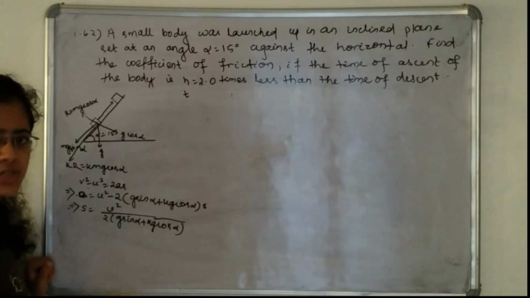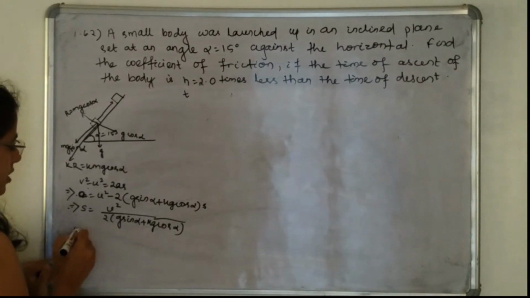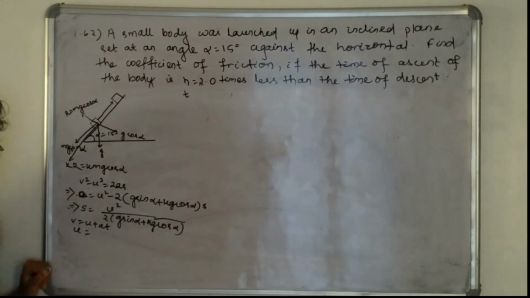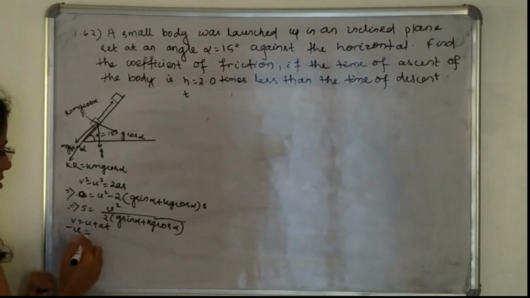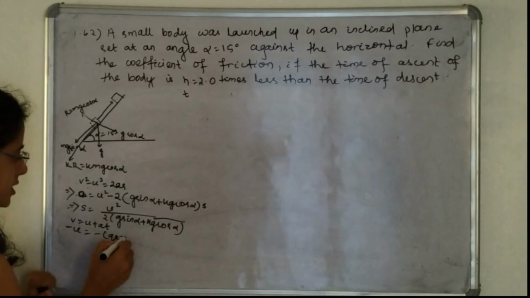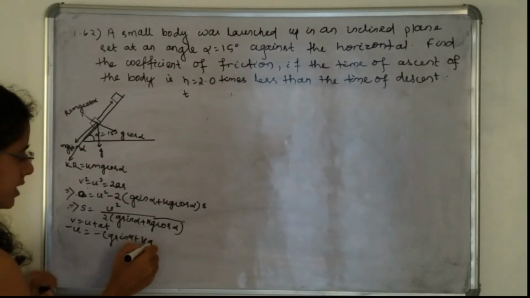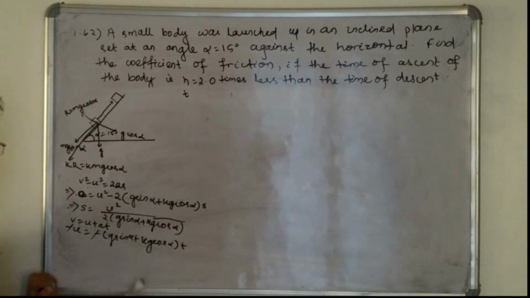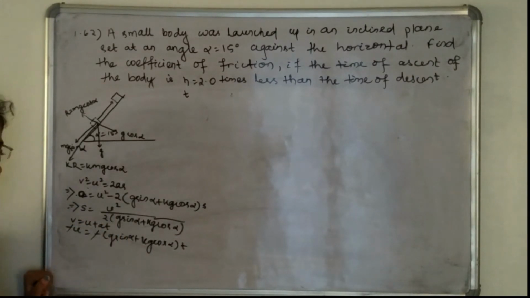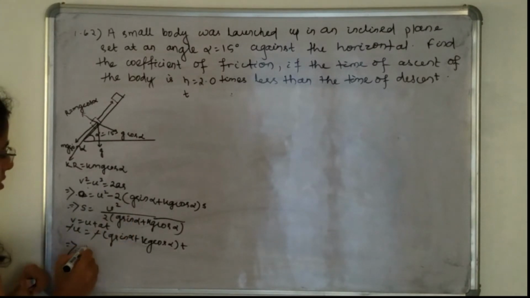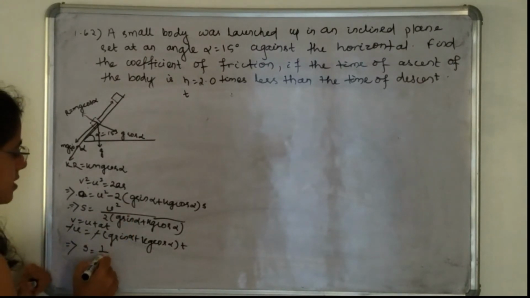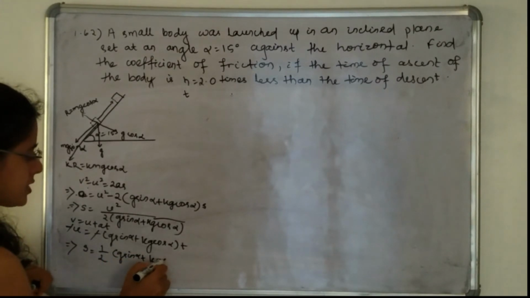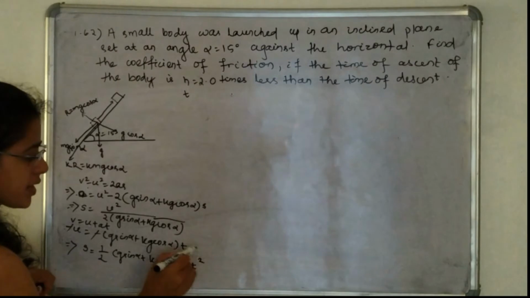We also know that v is equal to u plus at. v is 0, so taking u to this side, minus u is equal to minus (g sin alpha plus kg cos alpha) into t. Minus minus cancel out, and the u value is this much. Put this u value in the earlier equation, and we get the value of s as half into (g sin alpha plus kg cos alpha) t square.